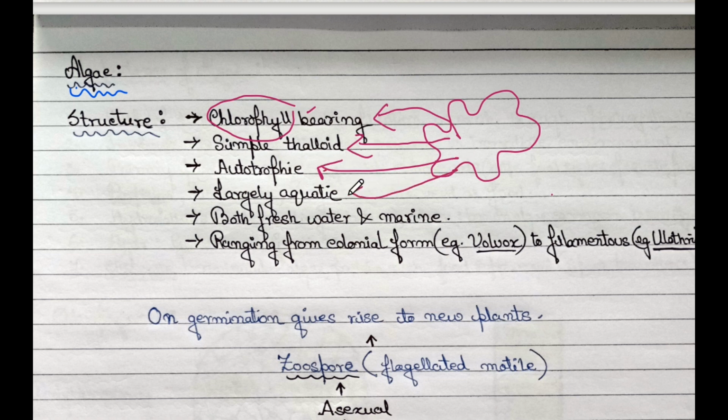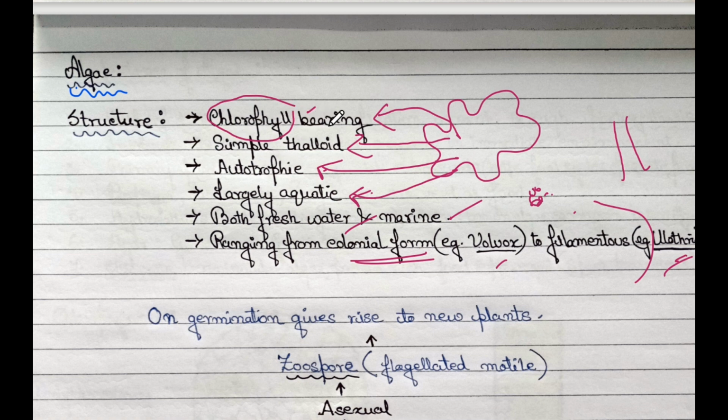It is mostly aquatic. Its habitat is aquatic. And it is both freshwater and marine water living organism. Okay. And which type of aquatic? Both freshwater and marine. And it can range from a colonial form, that is volvox, to filamentous form, that is Oedogonium. Like it can stay as a colony or as filament.